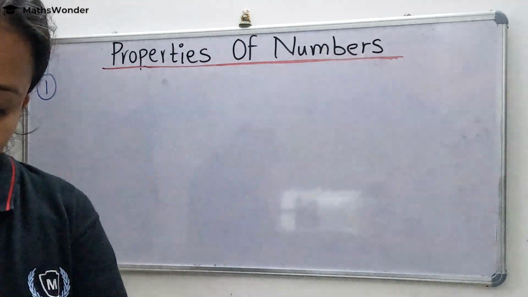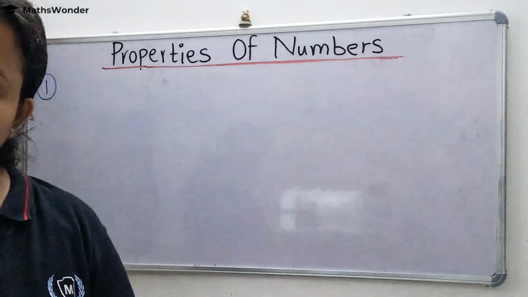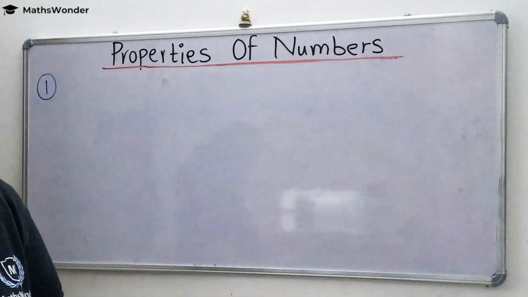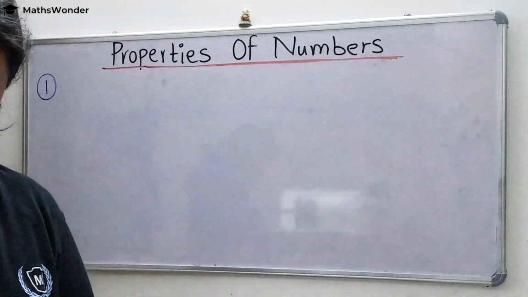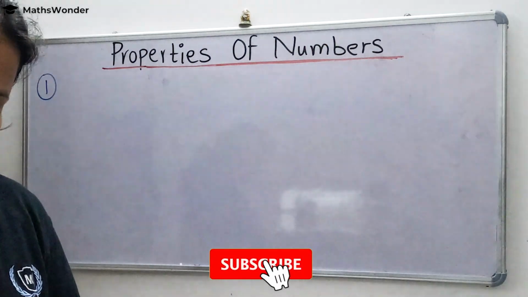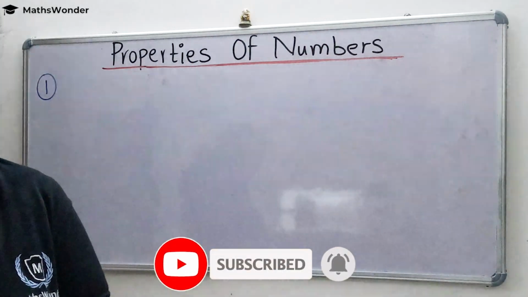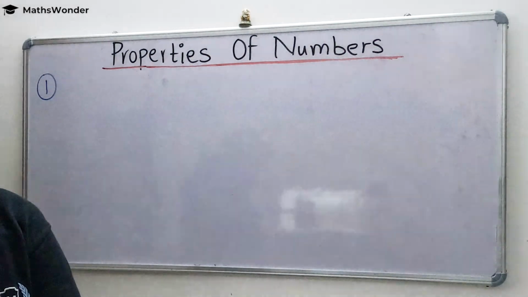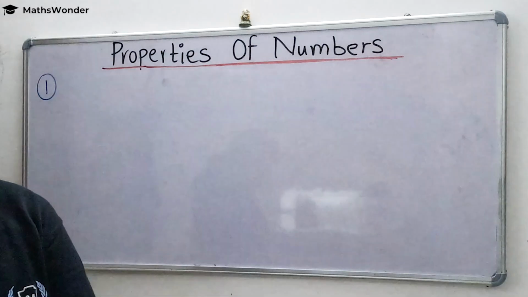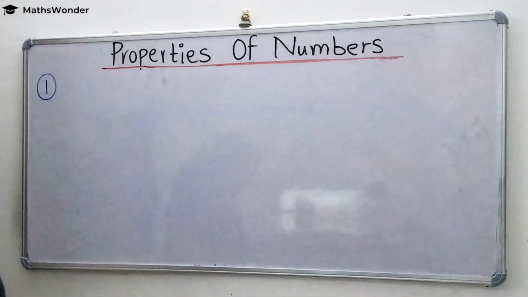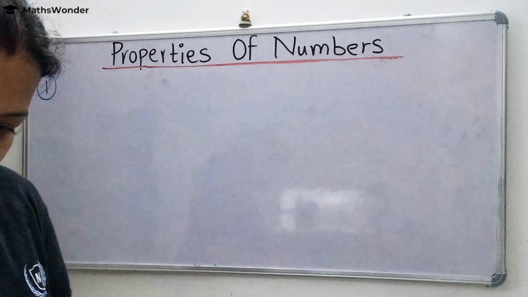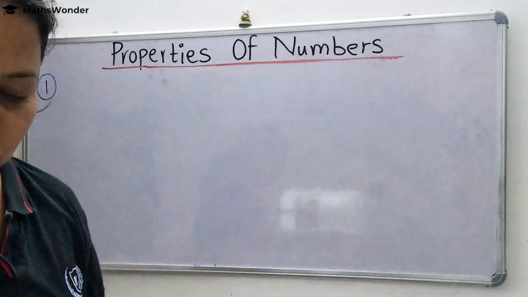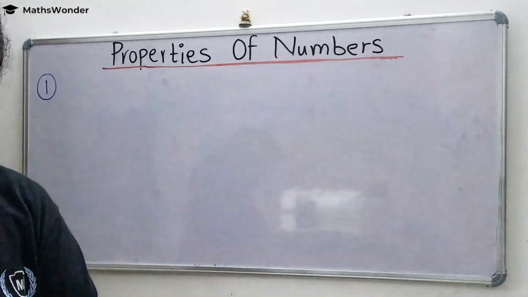See, 5 minus 2 is what? 3. But 2 minus 5, will it give 3? No. It will give a negative answer, negative 3. It's an integer. But we are not talking about integers in this topic, right? We are talking only about normal numbers, natural numbers and whole numbers. That's why the order property and group property are not possible in subtraction. Understood the reason now?